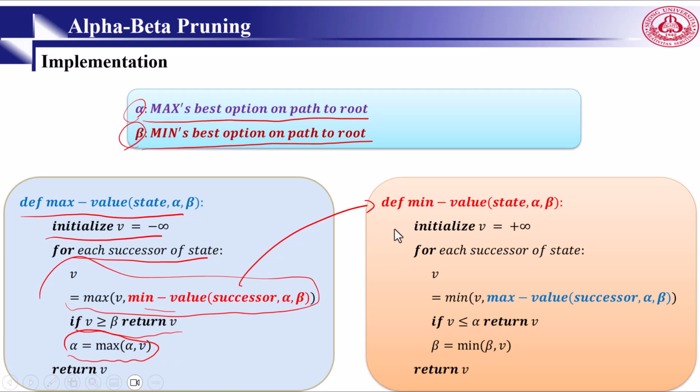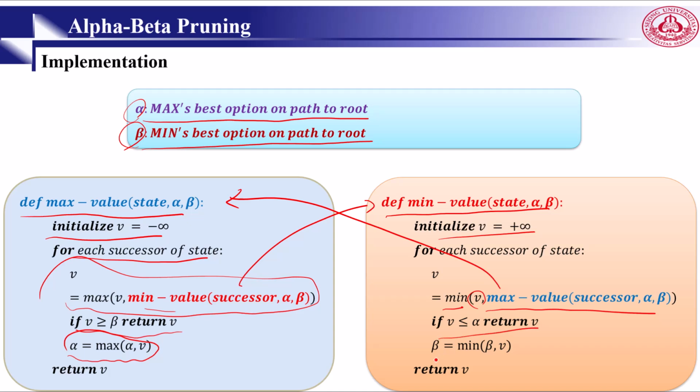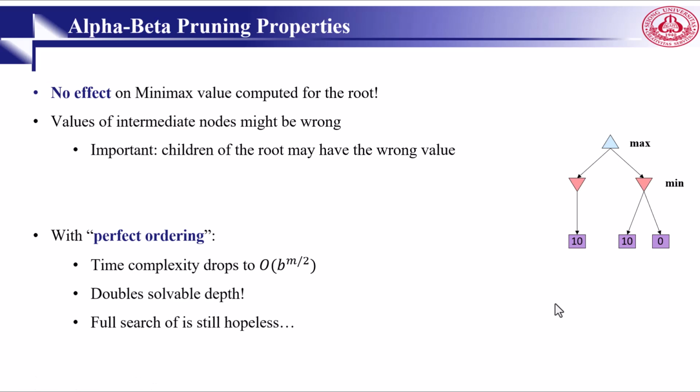In here, we do the opposite side, min value. We initialize v with +infinity, and for each successor of state, we go for min of v and max value, this function. If v is less than alpha, we return v, and we update beta as min of beta and v. This pruning has no effect on the minimax value computed for the root. Anyway, the correct value will come to the root. Just here, we are checking how many nodes we do not need to check.